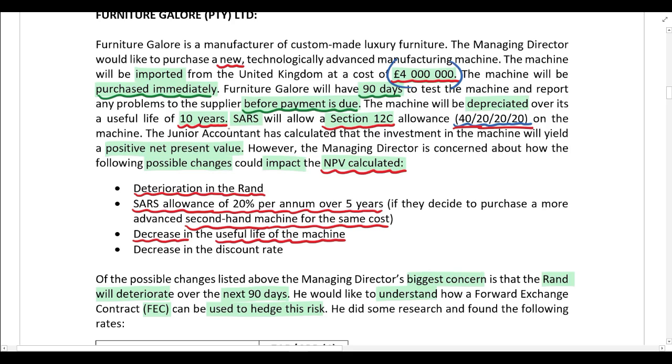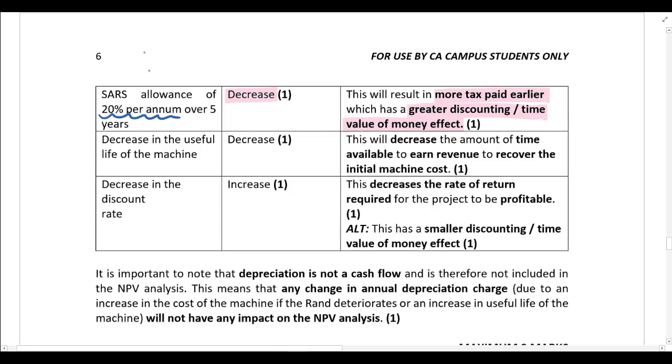What's happening is, if the machine has a useful life of 10 years, they've got 10 years to make income from that machine and to recover the cost of that machine. If it drops, they have to recover the cost in less time. And they're obviously going to lose out on the income that they'll make. Let's say, for example, it drops to 8 years. They're going to lose out on the income that they could have made on the sale of furniture in year 9 and year 10. So that would cause the net present value to decrease. Okay, so it will decrease the amount of time available to earn revenue to recover the initial machine cost. So that one's a bit easier at least.